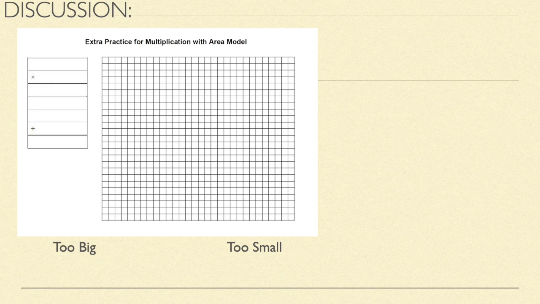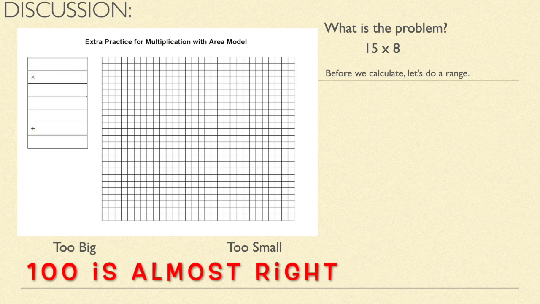I want you to get a piece of paper that looks like this, or just a sheet of graph paper, and I'm going to give you this new problem. The new problem is 15 times 8. When we do 15 times 8, let's start again by calculating ourselves a range. So if I want a range, I'm going to say, well, 15 is about 10, and 8 is about 10. So if I say about 10 times about 10 is going to be about 100. So my answer should be about 100.